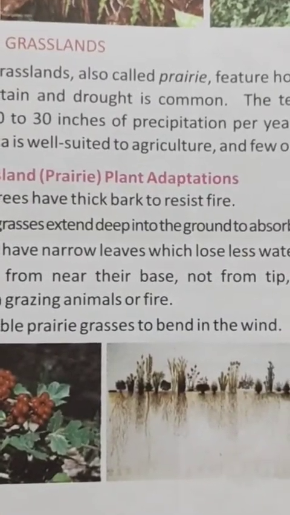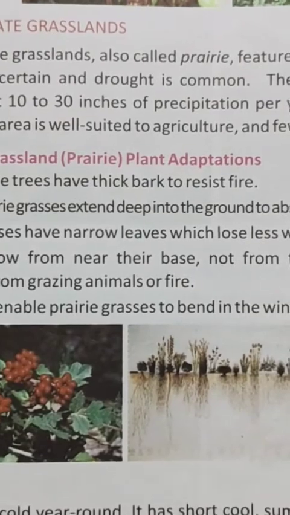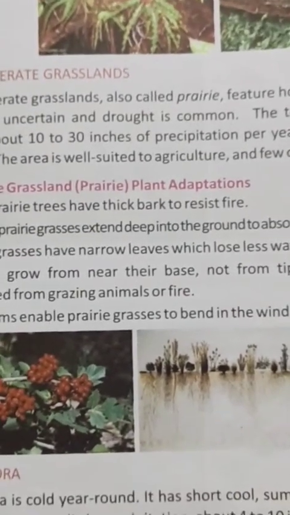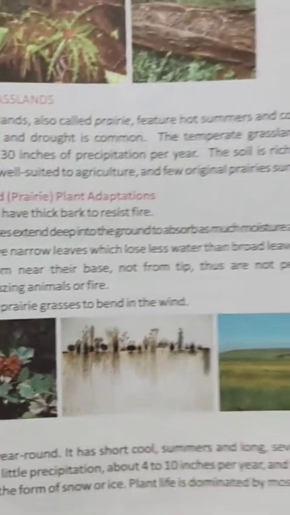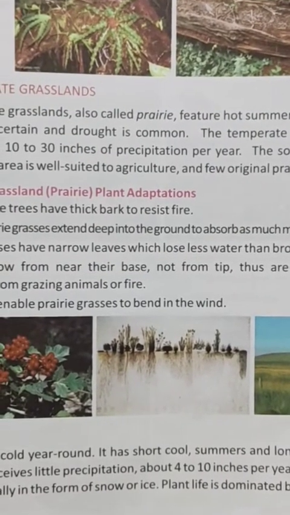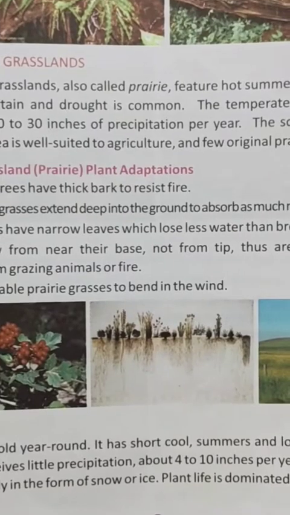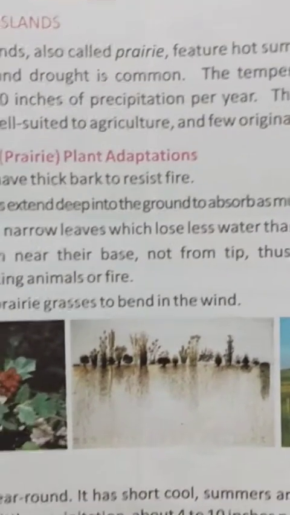Temperate grassland plant adaptation. In temperate grassland, plants adapt differently, like grasses grow from the base, not from the tip. Thus, they are not permanently damaged by grazing animals or fires. Soft stems enable grasses to bend in the wind. See, they are soft grasses.